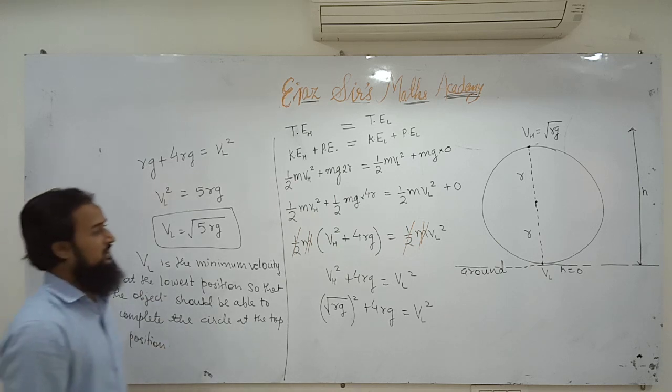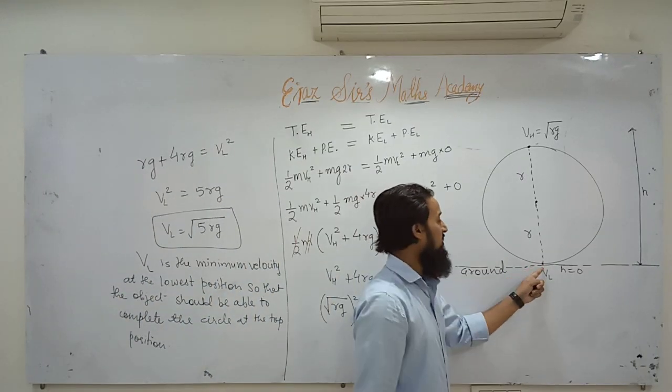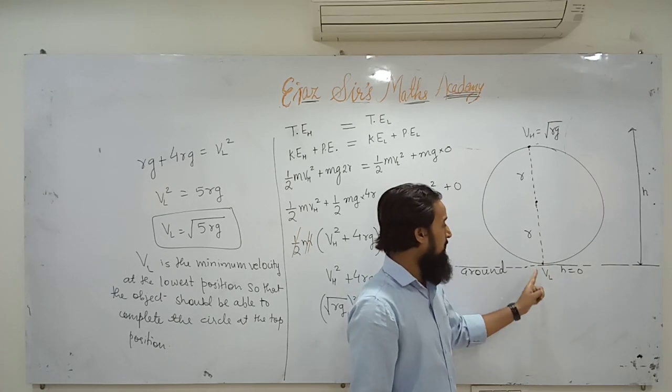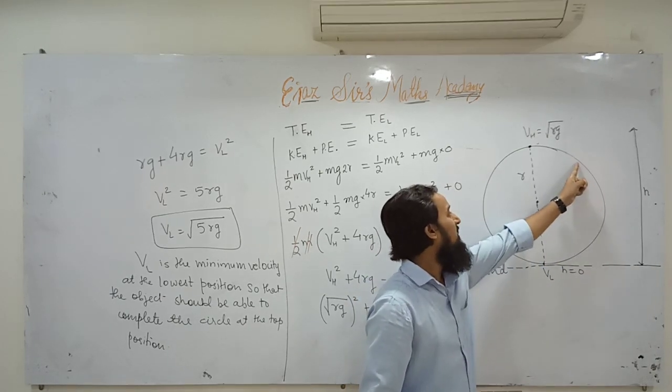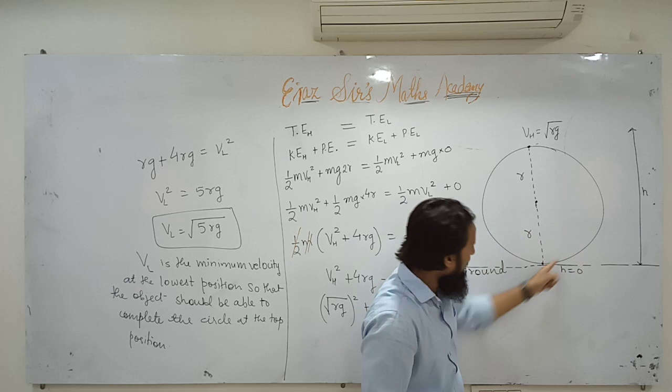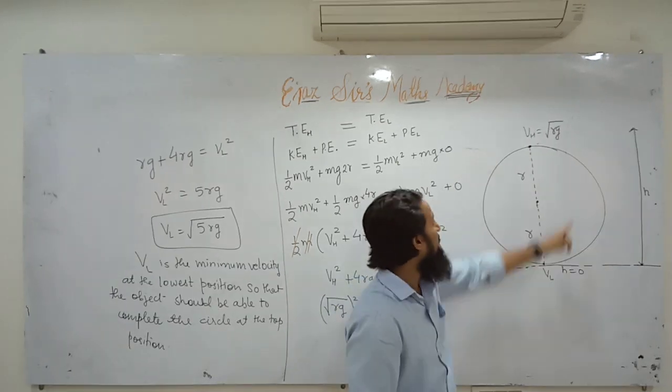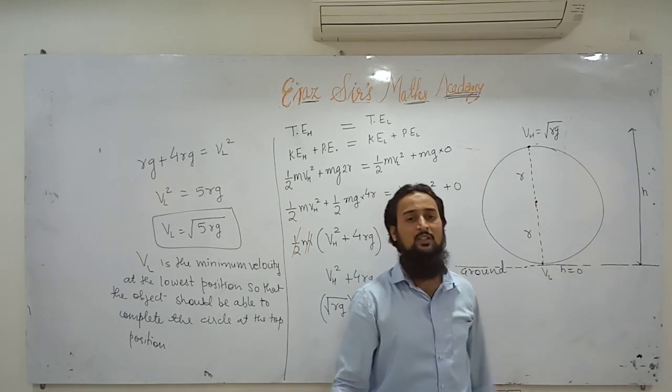If the velocity is less than root 5 rg here, the person or the object will not be able to go up. He will fall down, she will fall down, the object will fall down and will not be able to go up and complete the circle.